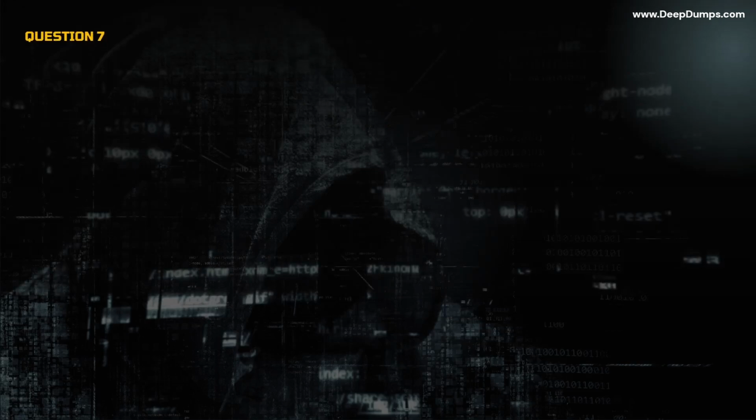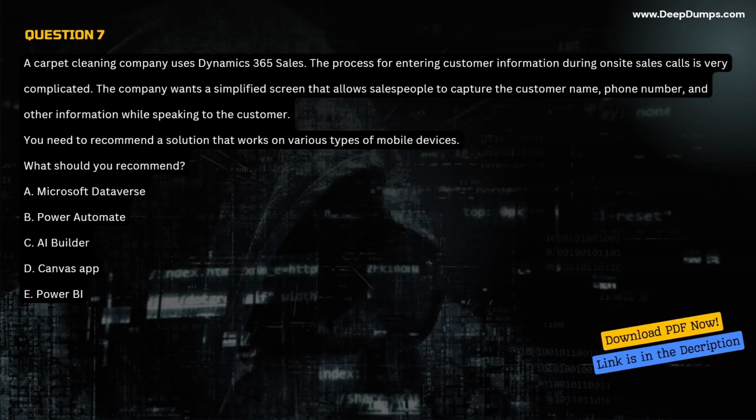Question 7. A carpet cleaning company uses Dynamics 365 Sales. The process for entering customer information during on-site sales calls is very complicated. The company wants a simplified screen that allows salespeople to capture the customer name, phone number, and other information while speaking to the customer. You need to recommend a solution that works on various types of mobile devices.